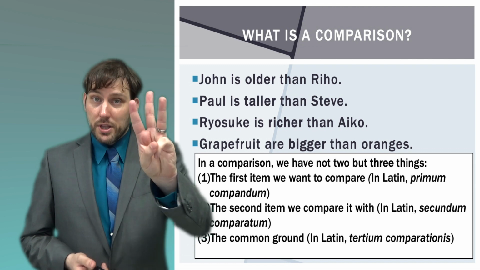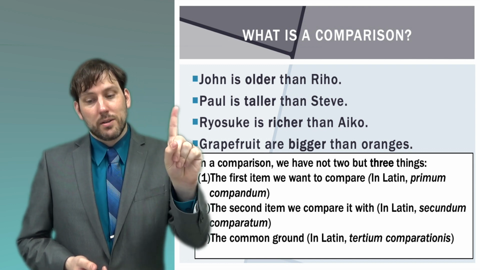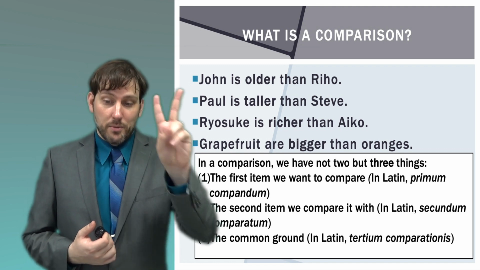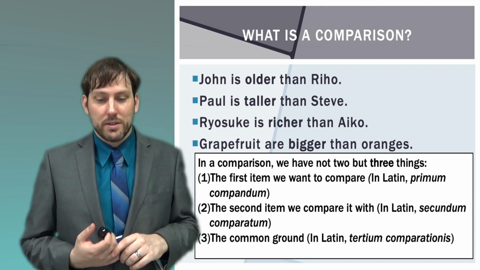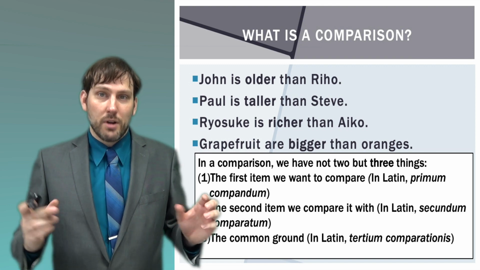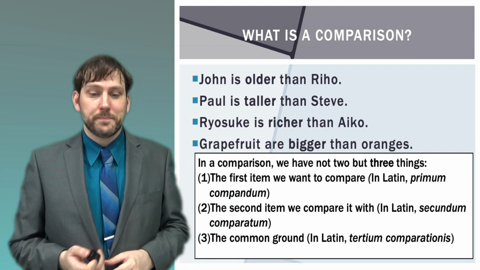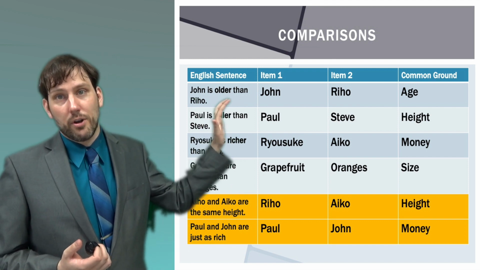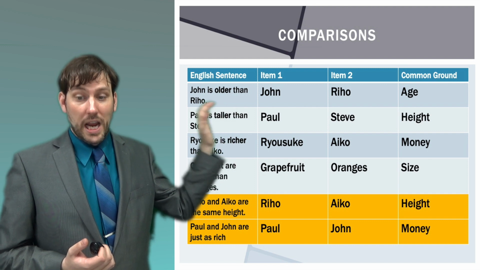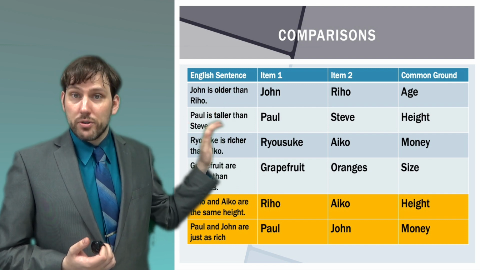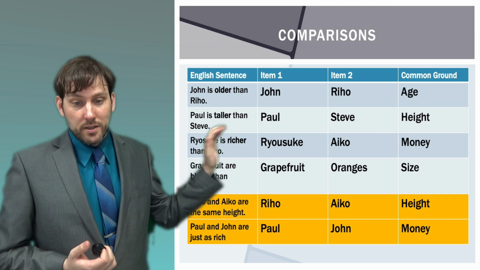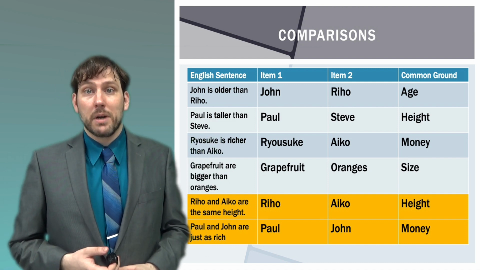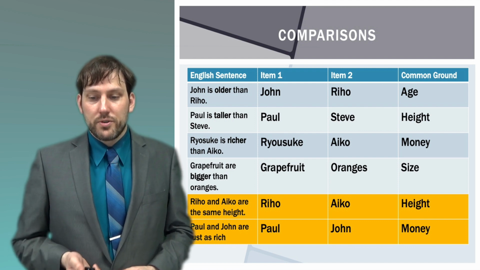So we actually have three things here. We have the item we want to compare, called the primum comparandum in Latin. The second item we want to compare, the secundum comparatum. And then we have a common ground, something that we are linking them through. If we're looking at John is older than Riho, that compares them based on their ages. Paul is taller than Steve compares them based on their height. Ryosuke is richer than Aiko: we're comparing how much money they have. Grapefruit and oranges, we're using size.